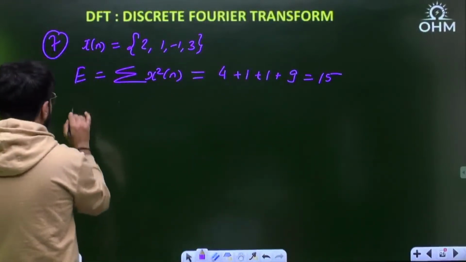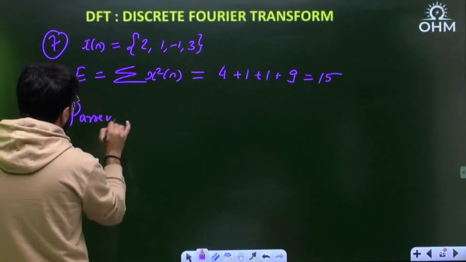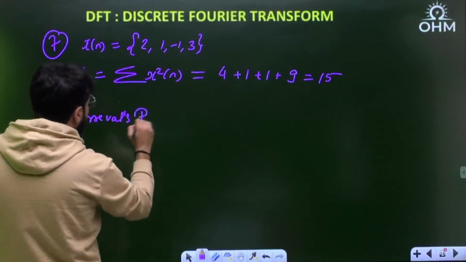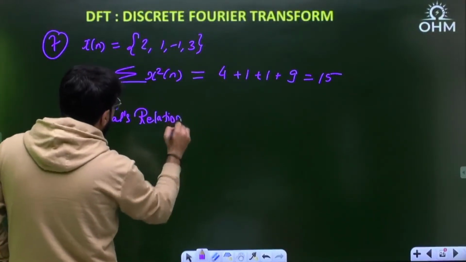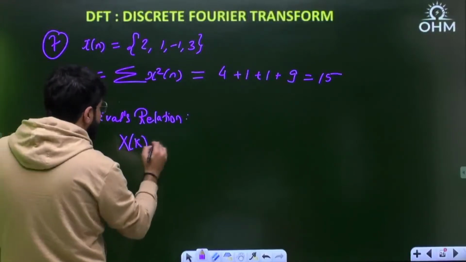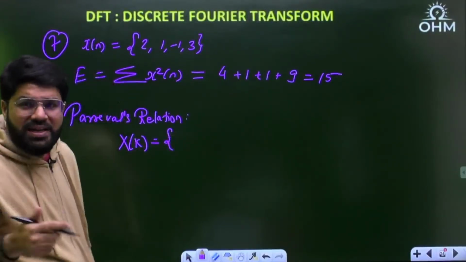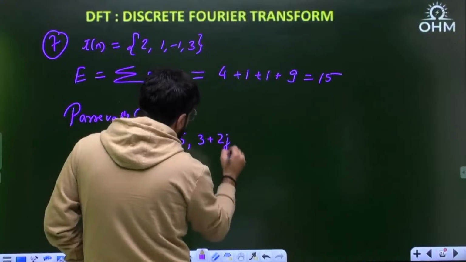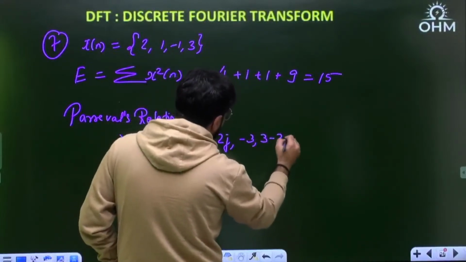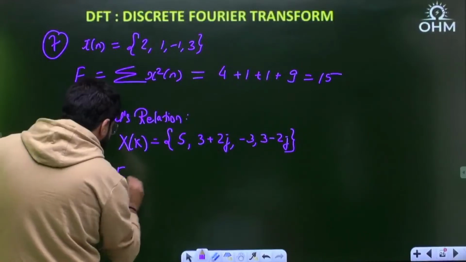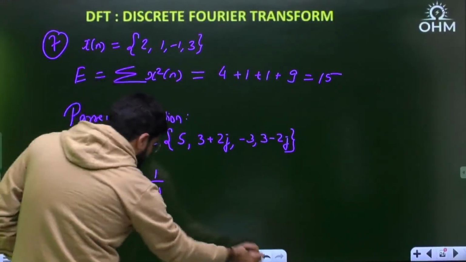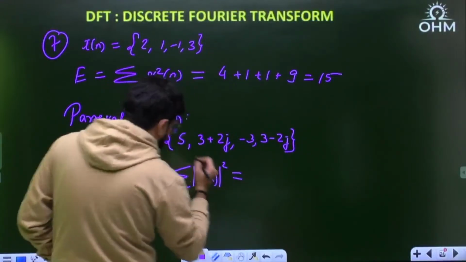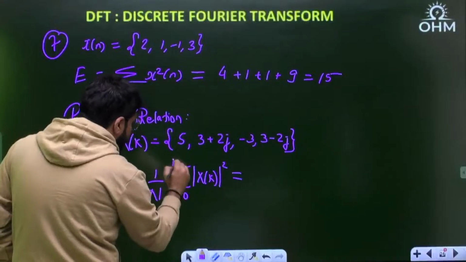But if you take the xk, I'm telling you any one data will be given to you. If xn is given, this is the regular formula, and there is no Fourier transform required here. But if the xk is given to you, suppose xk is directly given to you. We have calculated 5, 3 plus 2j, minus 3 and 3 minus 2j. Then what is the energy in the frequency domain? It is given by the formula 1 upon n summation of modulus xk whole square, for all values of k equal to 0 to n minus 1.